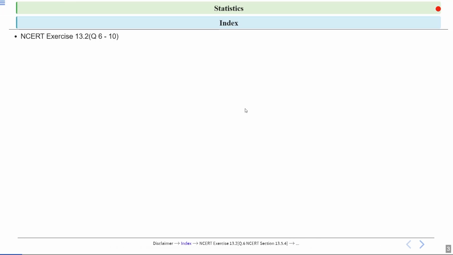We will start by solving NCERT exercise 13.2, specifically questions 6 to 10. Then we will move on to the NCERT miscellaneous examples, questions 13 to 16. So let's get started.